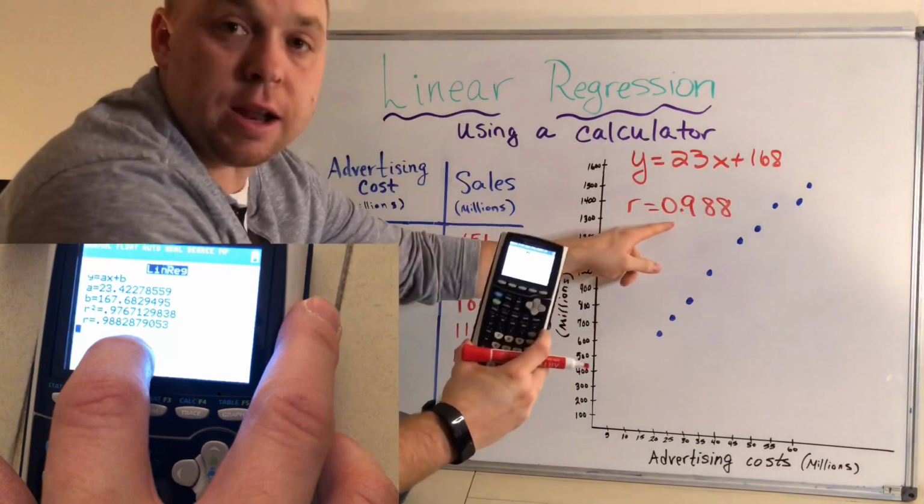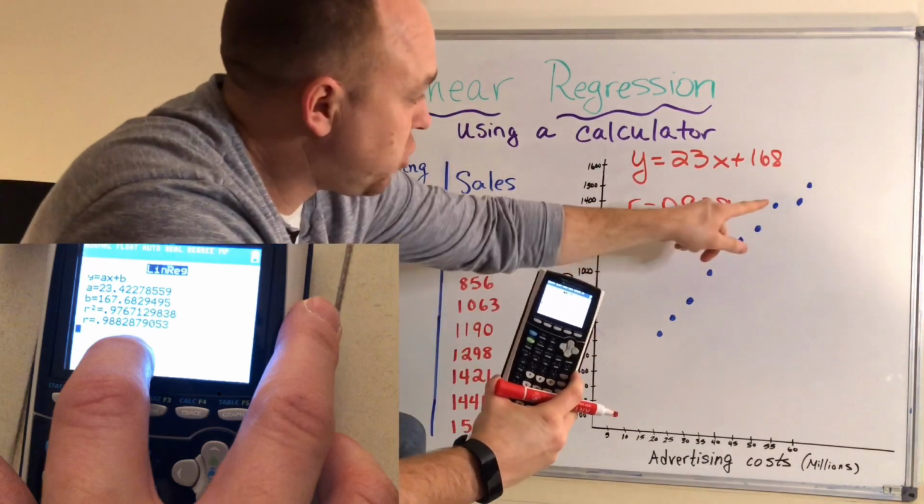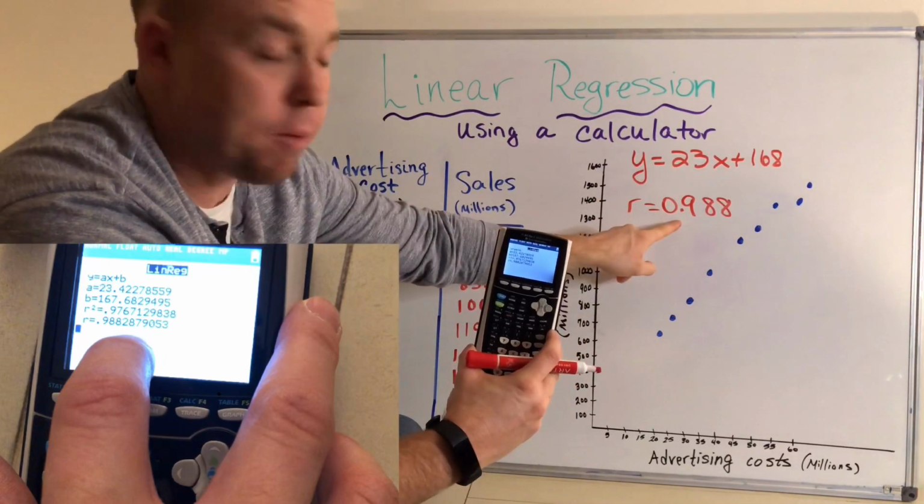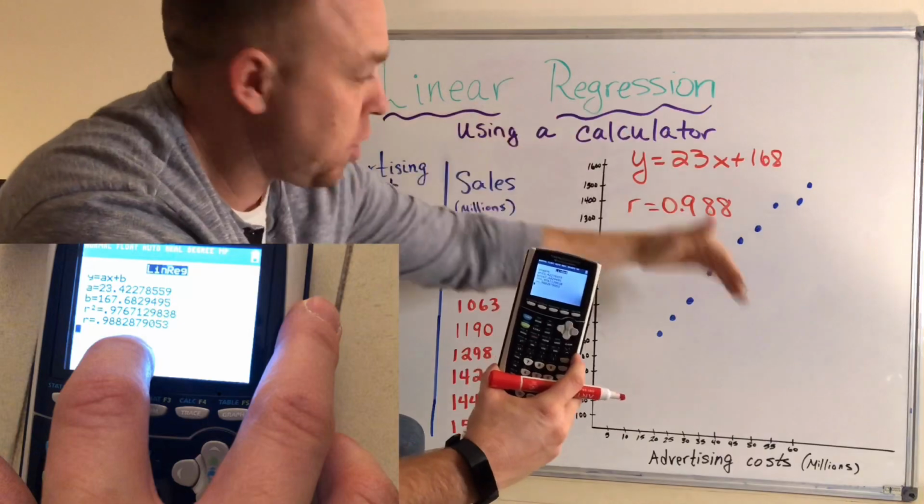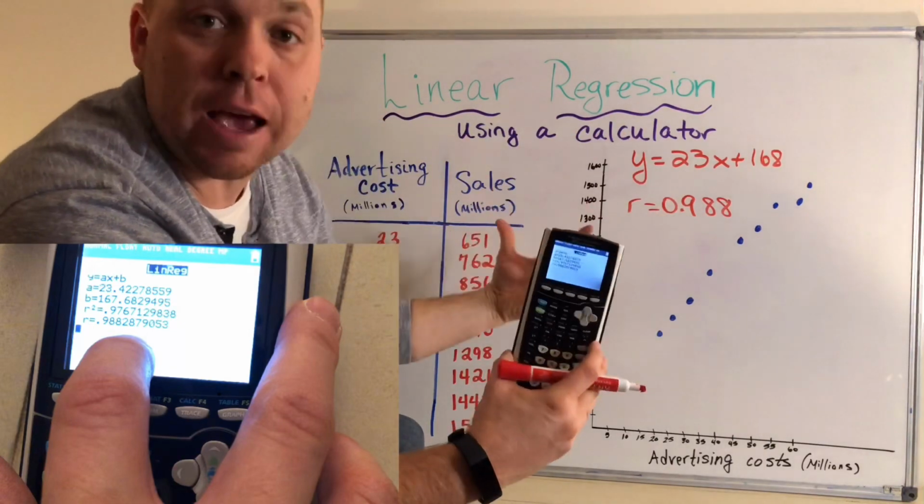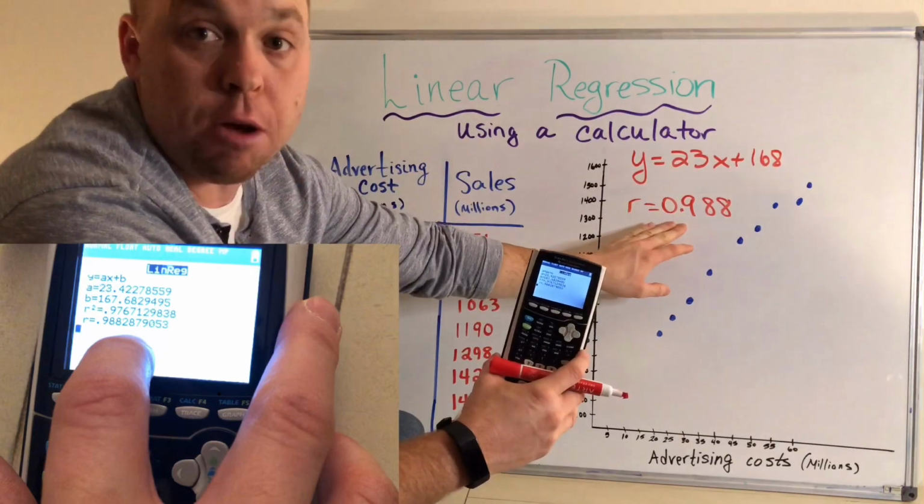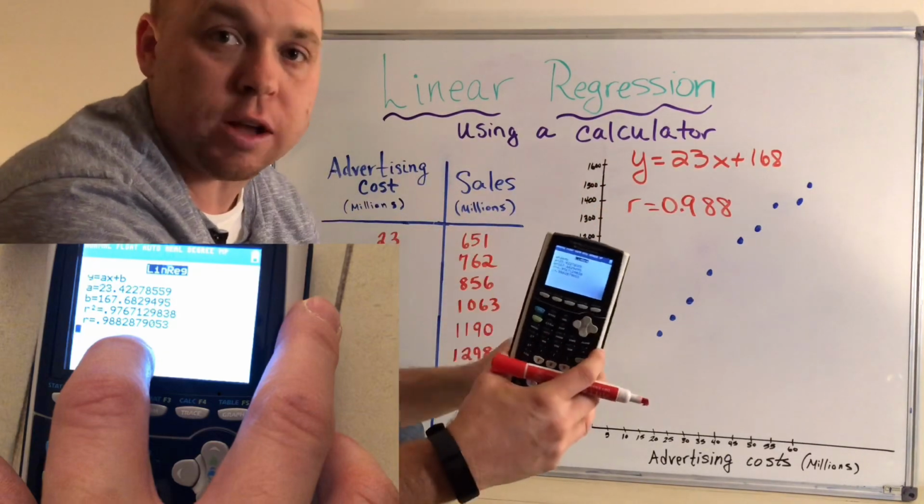What that number indicates is that this is a very, very strong positive linear relationship. The closer this number gets to 1, or if it was trending downwards, the closer it gets to -1, the stronger the relationship. The closer to 0 that this number gets, it means that there's really no correlation at all.